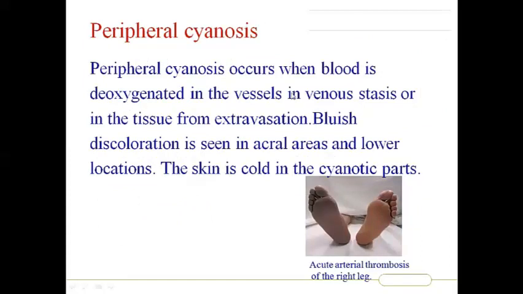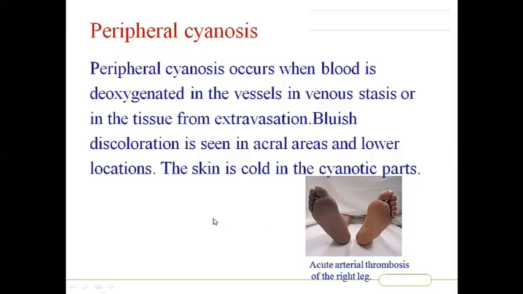Peripheral cyanosis occurs when the blood is deoxygenated in the vessels in venous tissue or in the tissue from extravasation. In the peripheral type, you will see bluish discoloration in the acral areas and lower locations. But remember, the skin is cold in the cyanotic parts. Here you can see this one is blue and this is red. So, acute arterial thrombosis of right leg.